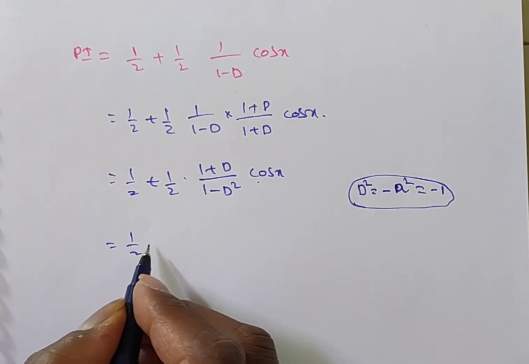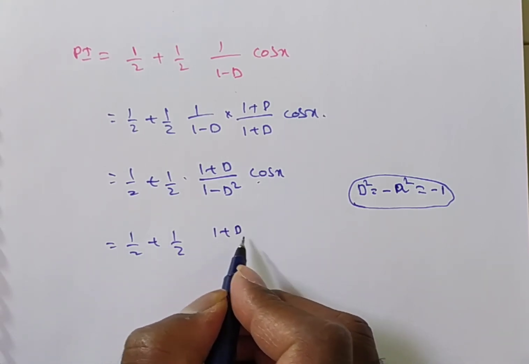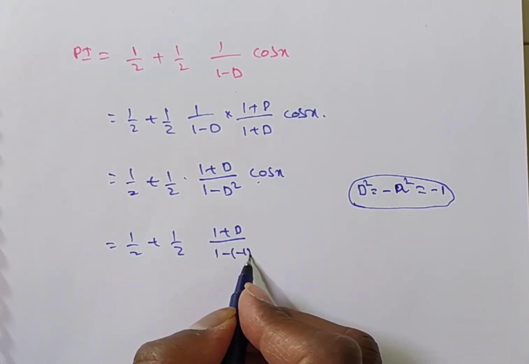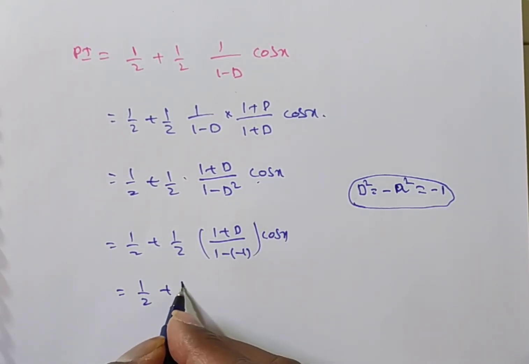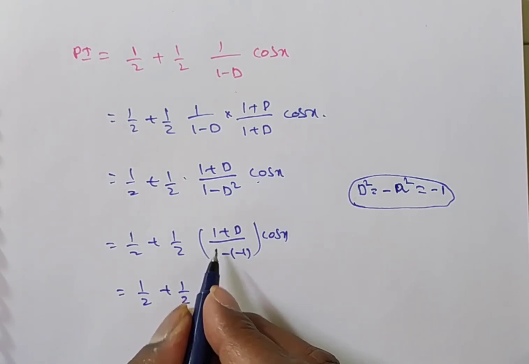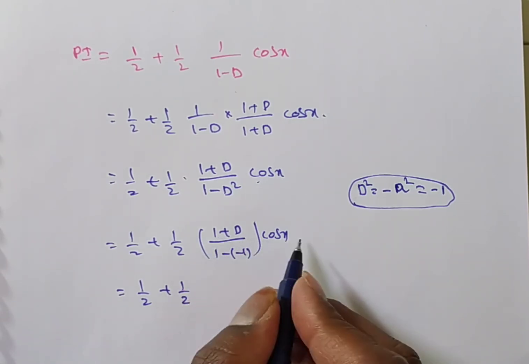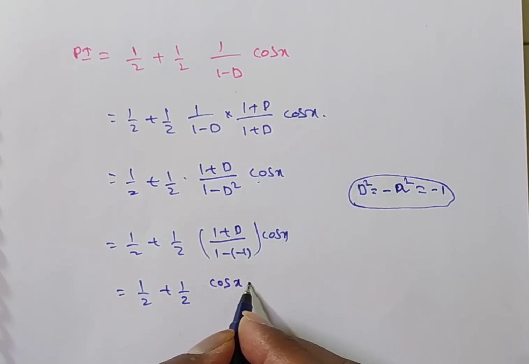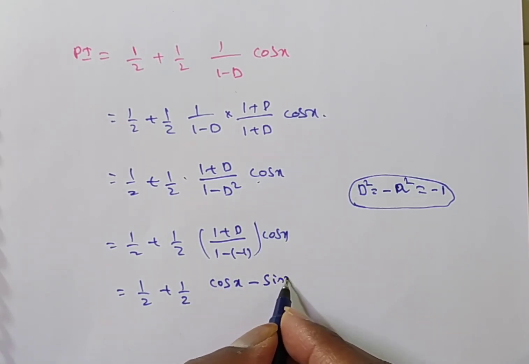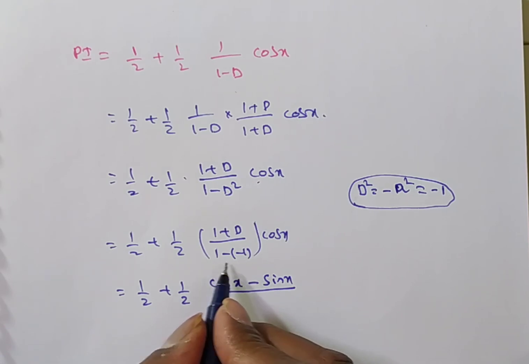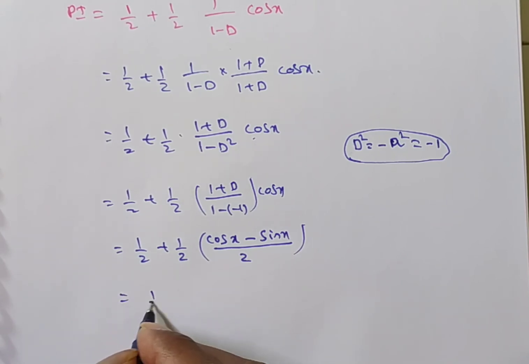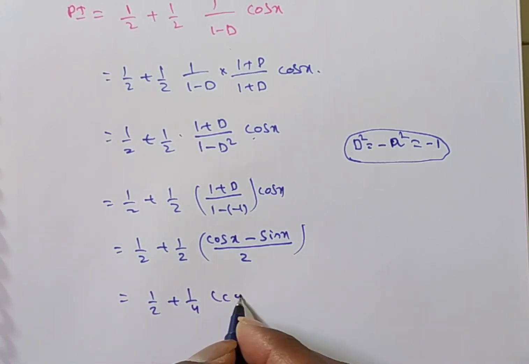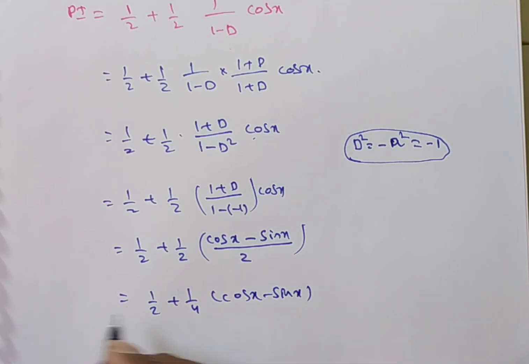Now this is 1 by 2 plus 1 by 2, 1 plus D by 1 minus of minus 1 into cos x. Now inside you multiply that. This is 1 by 2 plus 1 by 2. This is 1 plus D, multiply inside: 1 into cos x means cos x, plus derivative of cos x means sin x, divided by 1 minus of minus 1 means plus 1. So you will have 2. Now if you simplify this, then we will have 1 by 2 plus 1 by 4 cos x minus sin x. This is the particular integral. Is it clear for everyone?